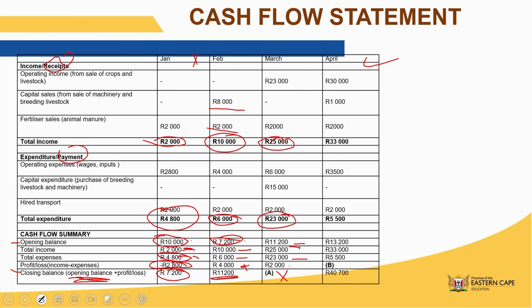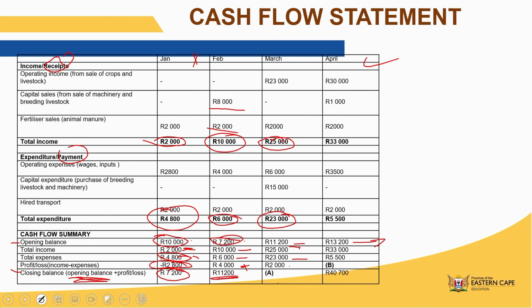Now, we have to calculate the closing balance. Remember the formula for the closing balance, the opening balance. The opening balance is 11,200. We have a profit, meaning we are adding 2,000 rand.